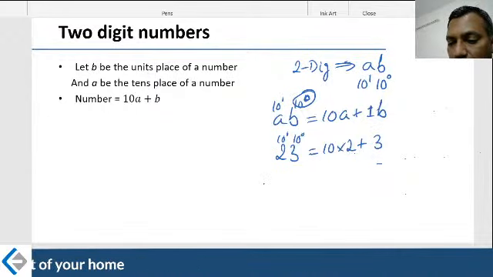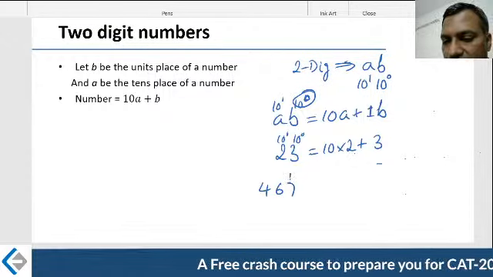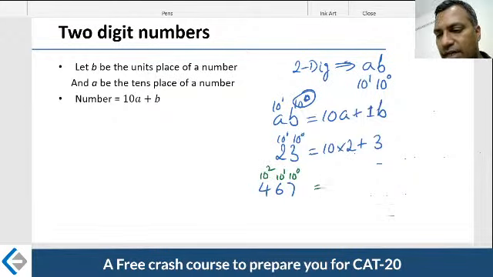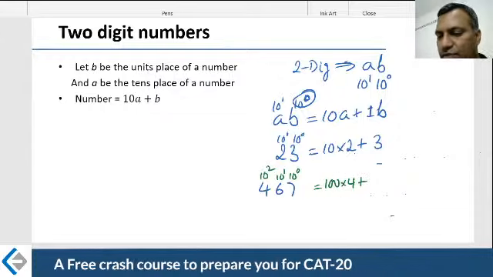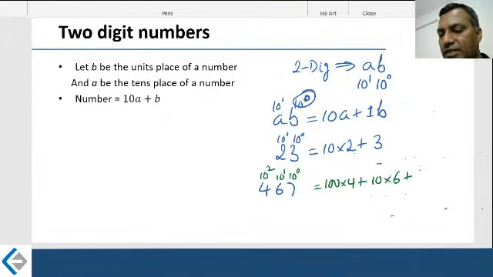What if I have a number 467? Now this is in the units place, this is the tens place, and this is the hundreds place. This is how my number is. So you can write this as 4 times 100, that is 100 times 4. What is there in the hundreds place? There is a digit 4. What is there in the tens place? There is a digit 6. What is there in the units place? There is a digit 7.